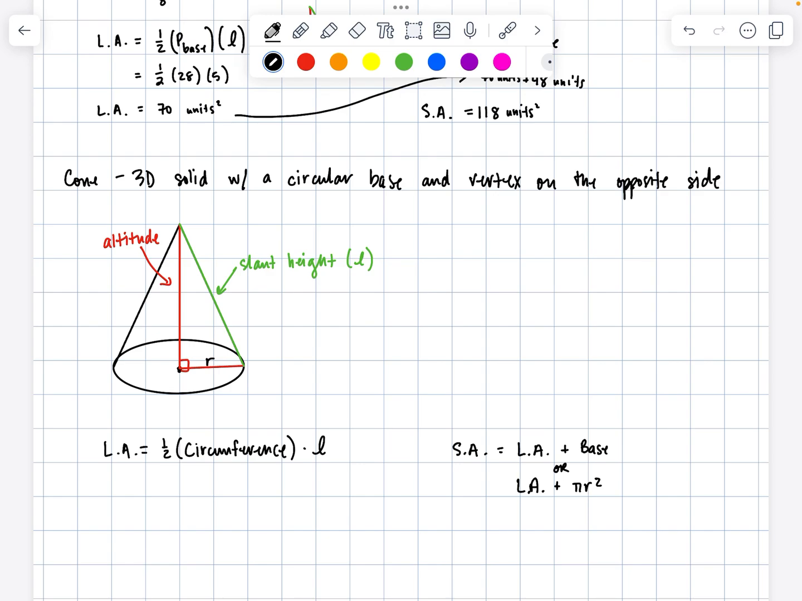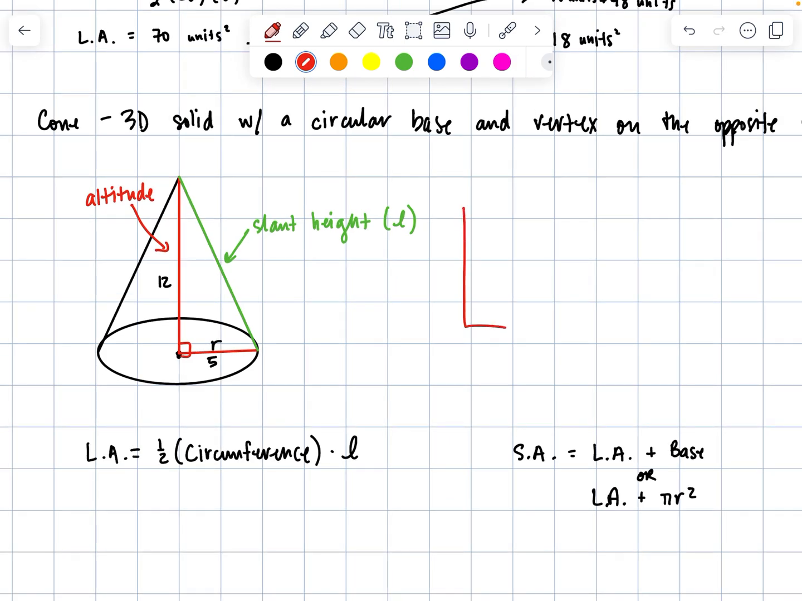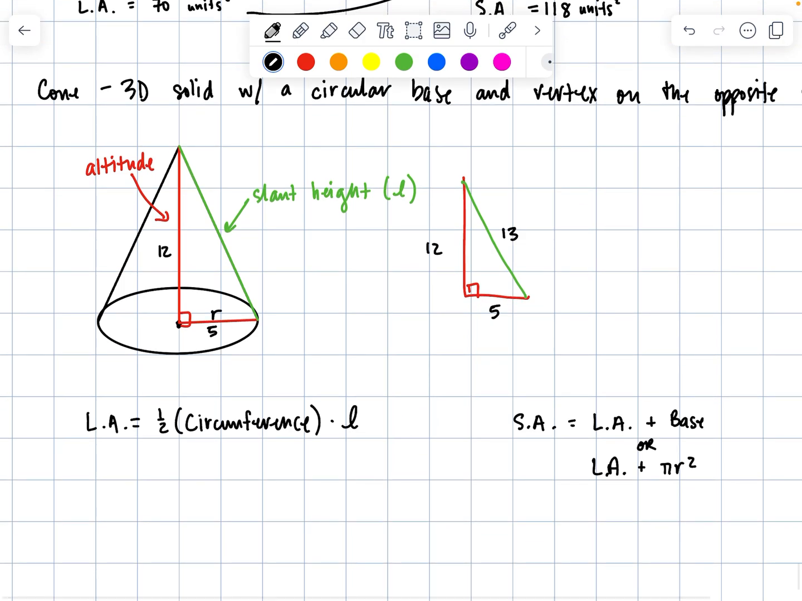Okay, so let's give some values to this and then we'll call it a day. Let's say the radius here is 5. Let's say this is 12, the altitude. We don't have the slant height. But we do know that this is a right triangle. So we could do some work. Right angle, slant height. We definitely know that this altitude is 12, this is 5, which means the slant height has to be 13. So now we could actually solve for this.